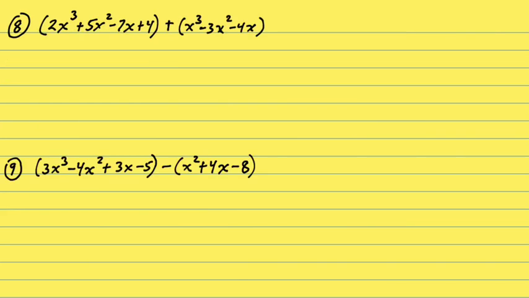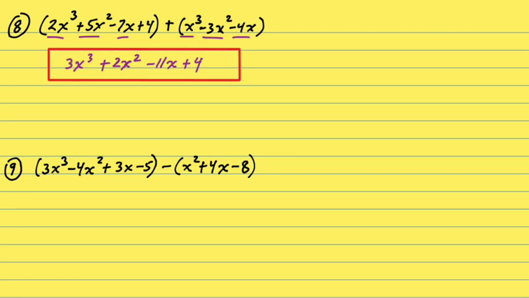Okay, we're going to do this simplification, basically combining like terms. So I need to combine 2x to the third plus 1x to the third, which would make 3x to the third. 5x squared and a -3x squared makes 2x squared. -7x plus a -4x is -11x. 4 and nothing else is 4. So I believe I've combined all my like terms.